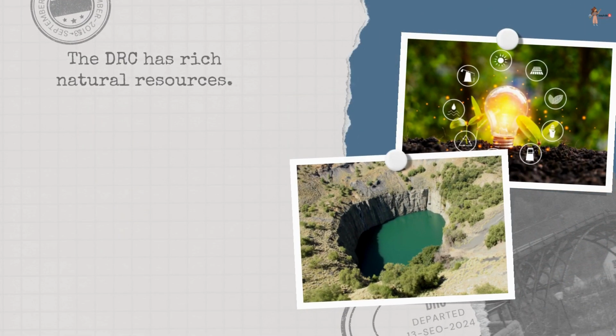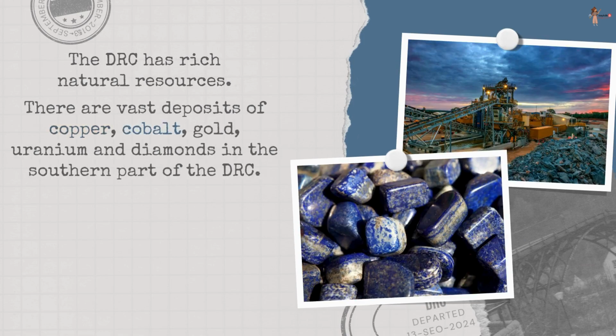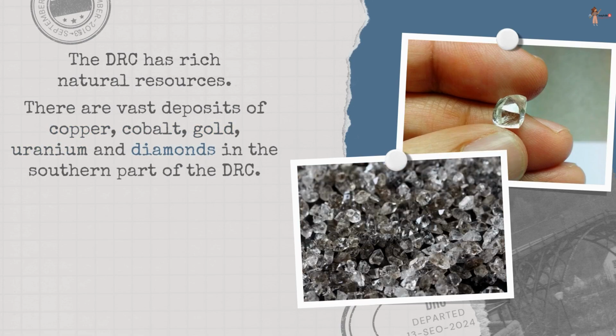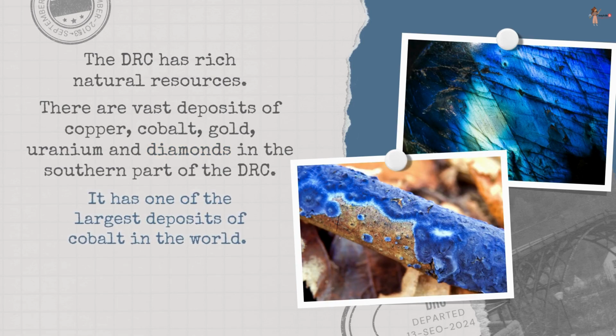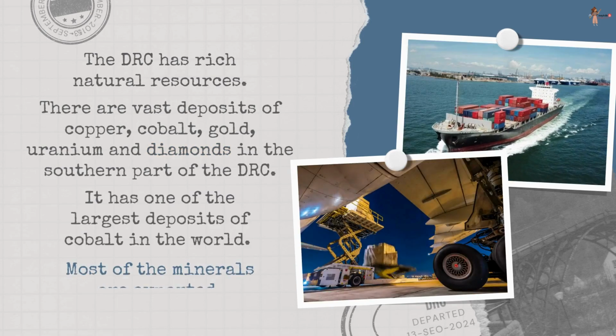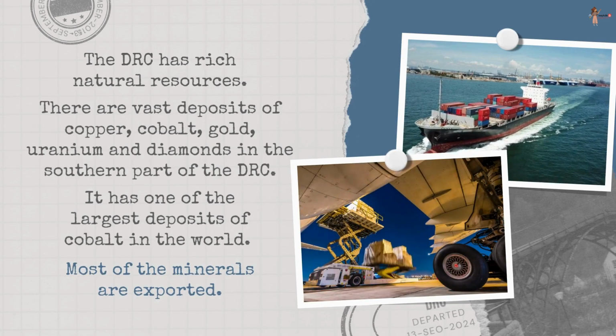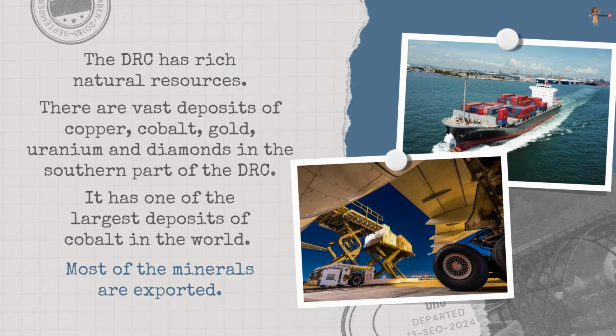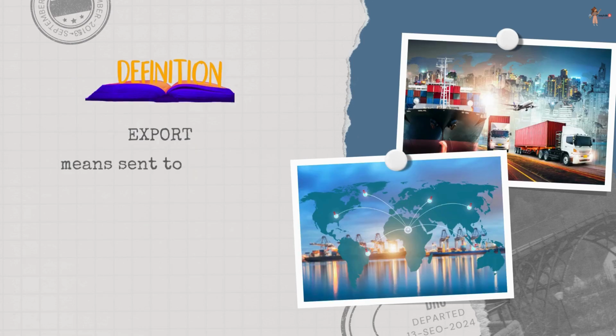There are vast deposits of copper, cobalt, gold, uranium, and diamonds in the southern part of the DRC. Where? In the southern part of the DRC. It has one of the largest deposits of cobalt in the world. Most of the minerals are exported. What does export mean? It means that these products are sent to another country for sale.